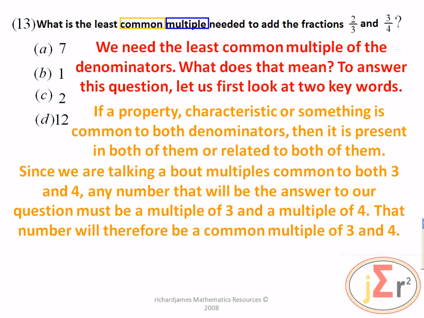So common means that it is present in all. In mathematics, that's what it means. If something is common to 3 and 4, it means that it is related to 3 and it is also related to 4. So when we say common multiple of 3 and 4, it must be a multiple of 3 and it must be a multiple of 4. Alright, so it must be a multiple of 4 also.